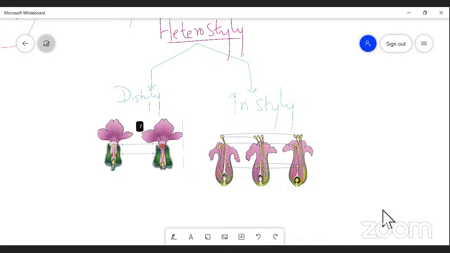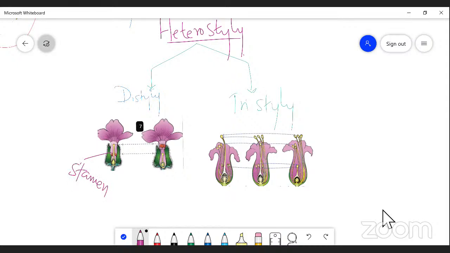This is a structure that you see of distyly and tristyly. Heterostyly consists of distyly and tristyly. You can see the presence of stamens. Here, stamens are very short, and the style, I mean the stigmatic region, is very long. You can see that in the first category, right? Whereas in the second category, the stamens are very long and the style is very short.